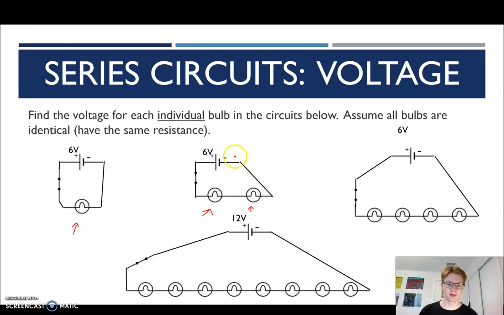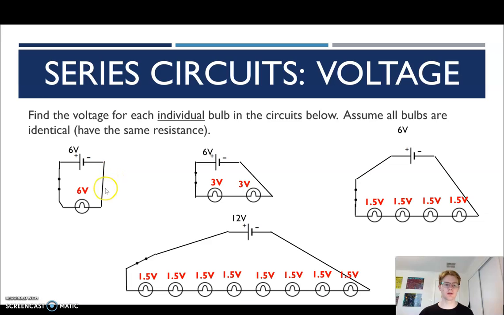Here we go. Boom, there we go. So here, this one is getting 6 volts all to itself. It doesn't have to split it. Here we have 2, so we're having to split the 6 volts between 2 light globes. Splitting 6 volts between 4. Splitting 12 volts between 8. Hope you got those answers.